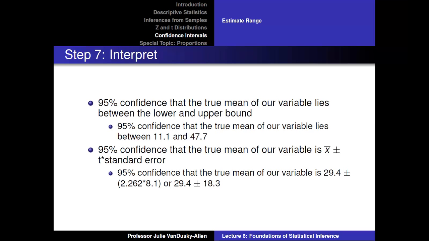Now that we are finished calculating the confidence interval, we can interpret it. We would say that we have 95% confidence that the true mean of our variable lies between the lower and upper bound that we calculated. Or applying it to our example, we would say we have 95% confidence that the true mean of our variable lies between 11.1 and 47.7. We could also say we have 95% confidence that the true mean of our variable is the mean of the variable plus or minus the t-value times the standard error. Or we could say we have 95% confidence that the true mean of our variable is 29.4 plus or minus 18.3.